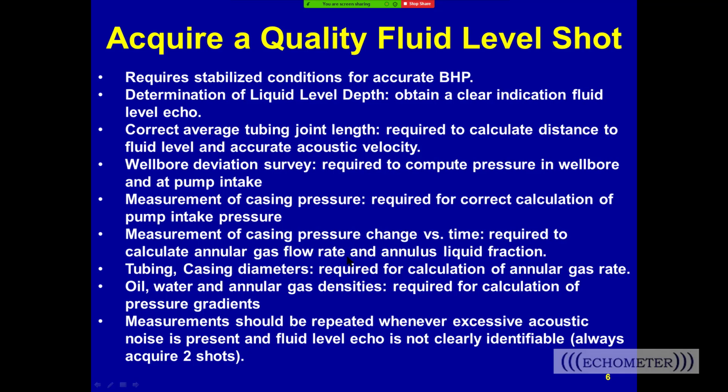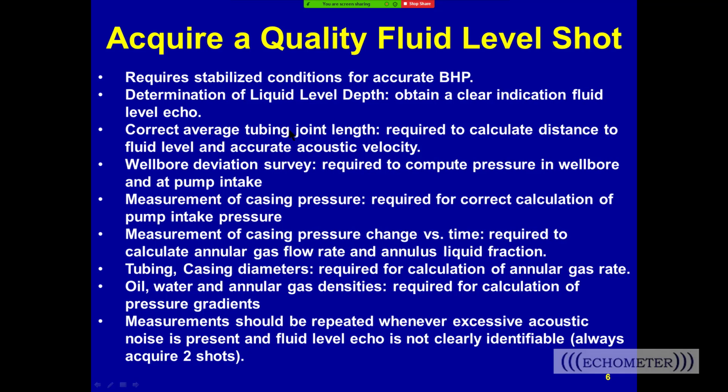So we should take a shot, and we should see a clear liquid level kick. If we don't see a clear liquid level kick, then we may need to make some kind of change, maybe the charge pressure in our gas gun or the way our gas gun is connected to the well. But there are things we can do to improve the echo from the liquid level.